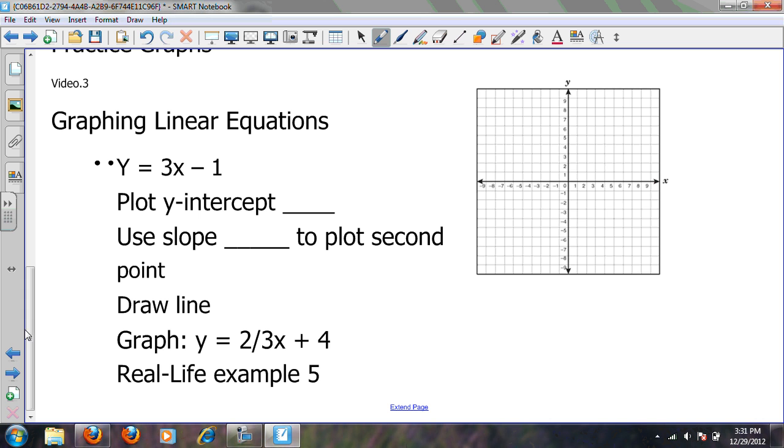Bailey, what is that? Y equals mx plus b. Thank you for singing that for us.